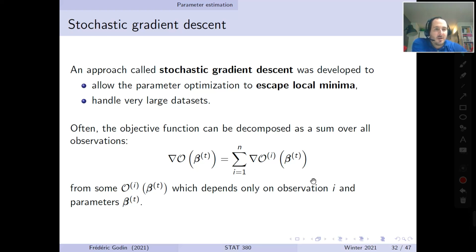Okay, so if you have the least squares objective function, the least squares objective function is the sum of squared errors for each observation. So you can see that you can decompose the objective function as the sum across all observations of squared errors, and you can enter the gradient inside the sum, so you obtain something like this, where O_i is the squared prediction error for the ith observation. Similarly, if you use maximum likelihood, then the log likelihood is the sum of log likelihoods for each observation, so you can also have this decomposition.